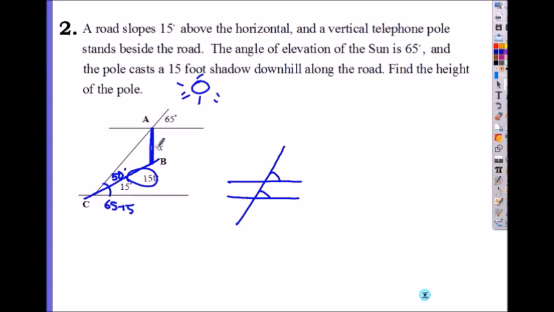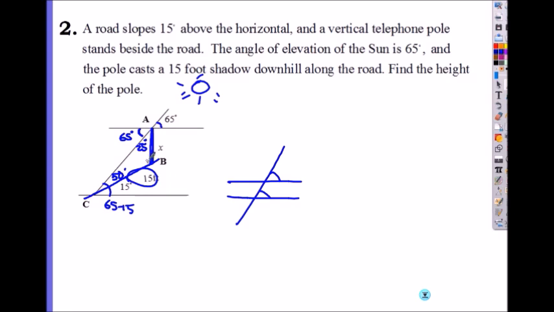So do we have any other angle? Look here. If this is 65, what is this angle? 65, vertical angles are congruent. And the horizontal line and vertical pole makes what? 90. So 90 minus 65 will be 25. And you can find this angle, but we don't need to.